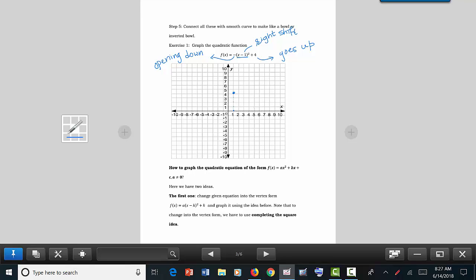Now let's find the x-intercept. How to find the x-intercept? X-intercept means we put output equals 0. 0 equals negative (x minus 1) squared plus 4. We are solving for x. So I'm going to subtract 4 from both sides. Cancel out. So negative 4 equals negative (x minus 1) squared.